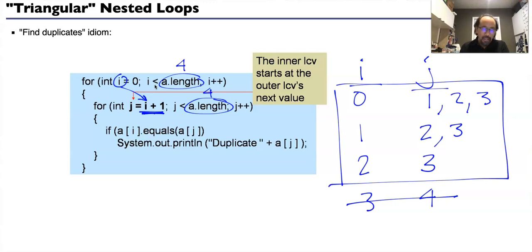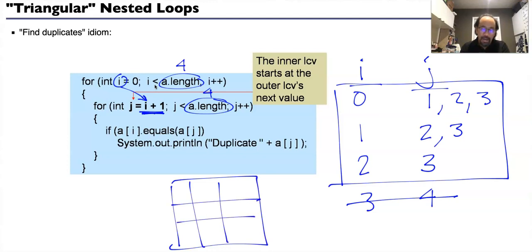And you can imagine if this were some sort of two-dimensional array, that it's iterating through these pieces here, something like that. Some sort of triangular pattern, or actually maybe more like this. Some sort of triangular pattern is being filled up.